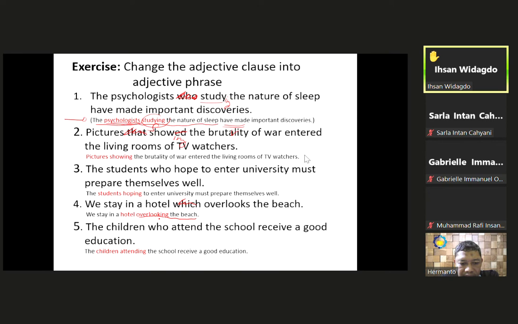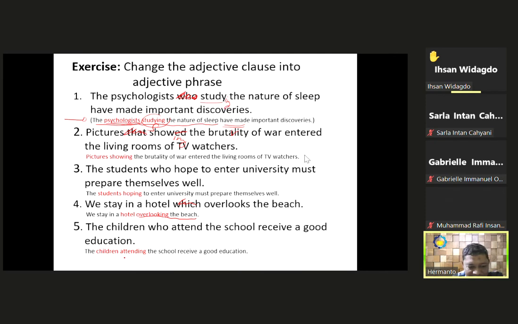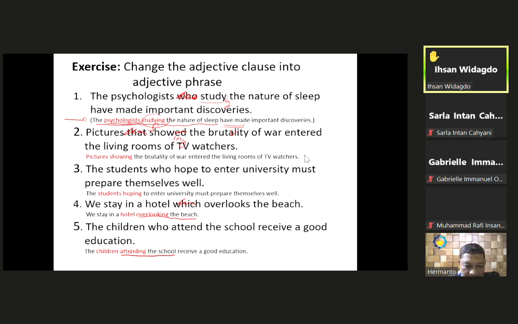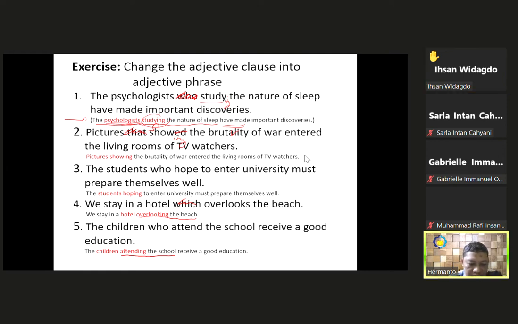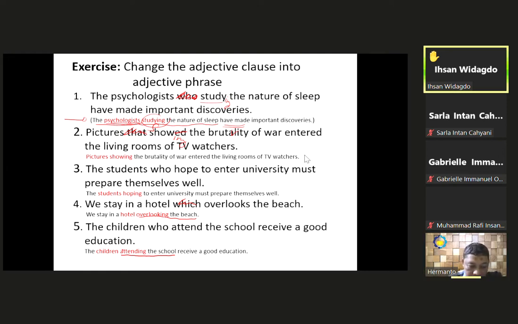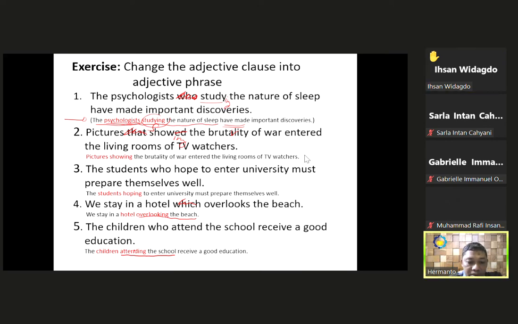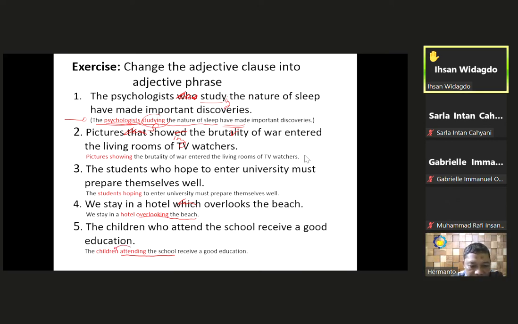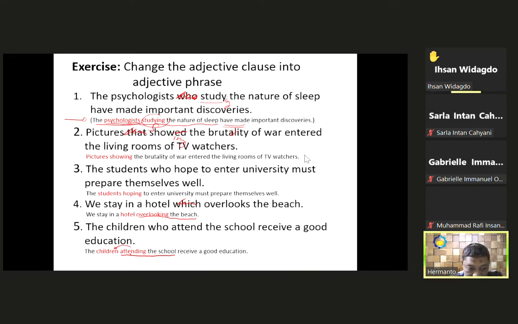Attending. Are you sure this is the predicate? Okay, it's not the predicate. You know, when is it a predicate? Attending will be a predicate when there is a to be in front of it. When there is no to be, it only explains the noun in front of it. Isan, are you following?